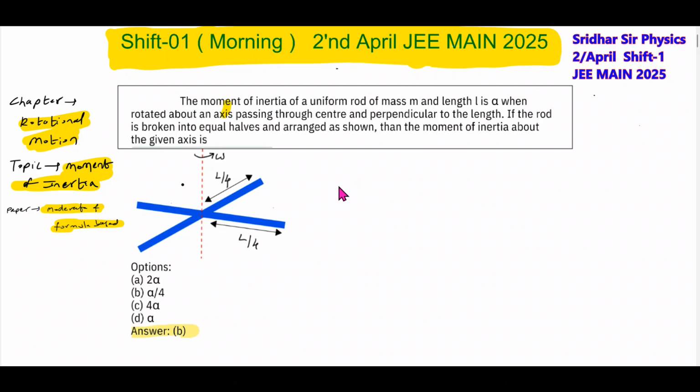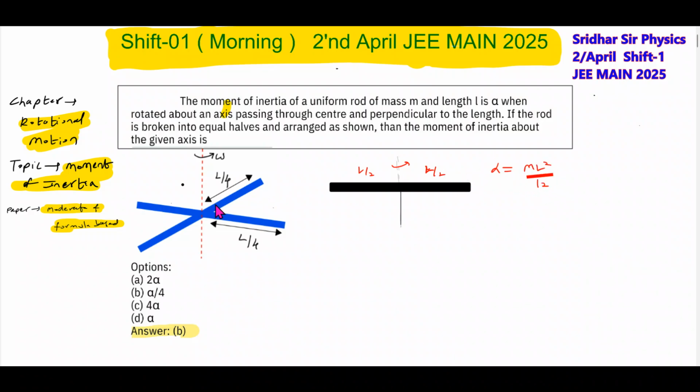So what is the question given? When the rod is rotated about this vertical axis passing through its center, perpendicular to its length, here L by 2 on each side, its moment of inertia is given as ml square by 12.